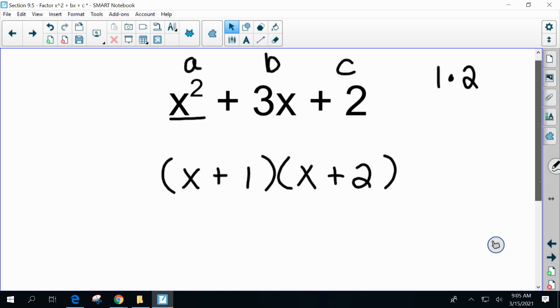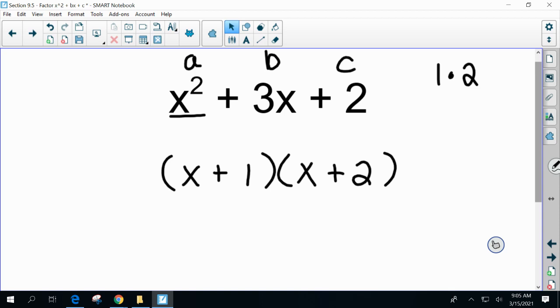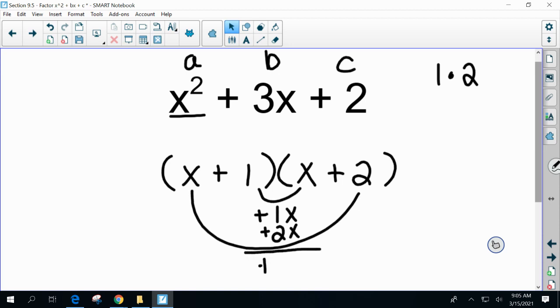Okay, so here's how you can test this, a shorter way than factoring. You could always factor this back out and that would test it, or you can do this. You can do inside times inside, so that would be a positive 1x, and then outside times outside, and that would be a positive 2x. If you add those up, you get a positive 3x, which is what's in the center right here. So that tells me that you got it right.